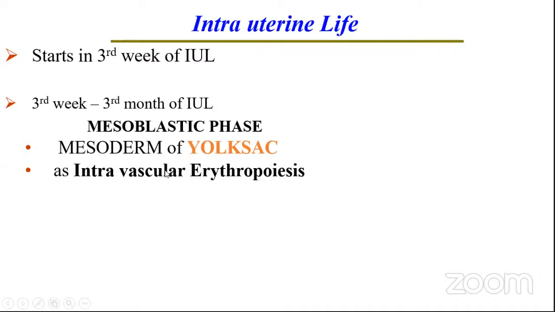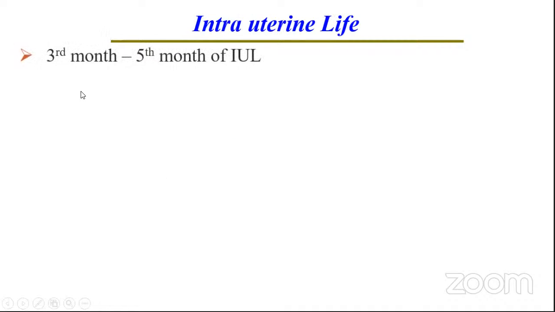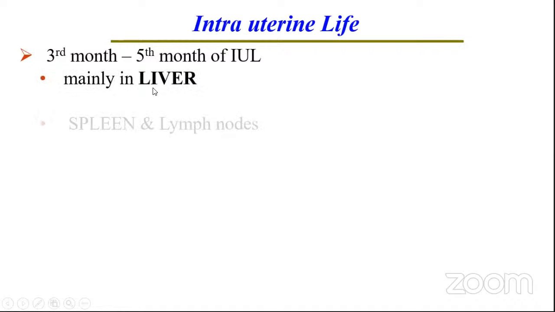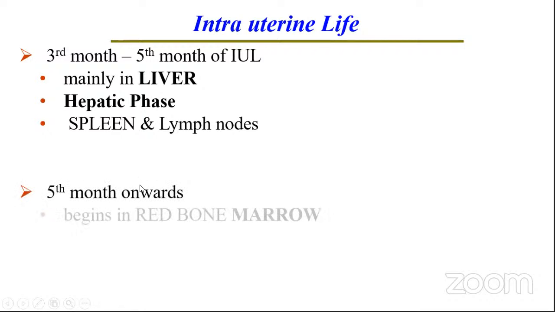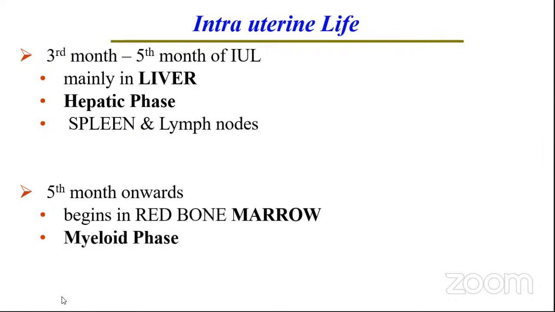Next, from the 3rd month to the 5th month, it mainly occurs in the hepatic stage. That is the liver and spleen, and sometimes the lymph nodes as well. So we call it the hepatic phase. From the 5th month onwards, it is the bone marrow. So we call it the medullary stage, the myeloid or medullary phase, from the 5th month onwards.